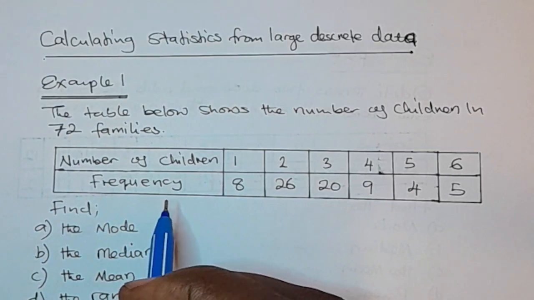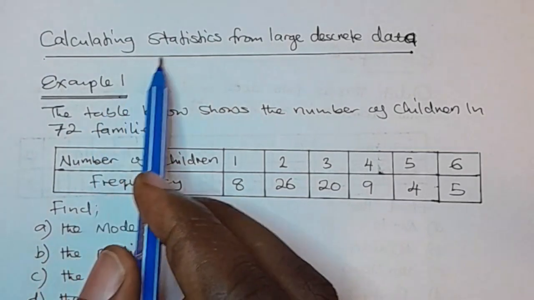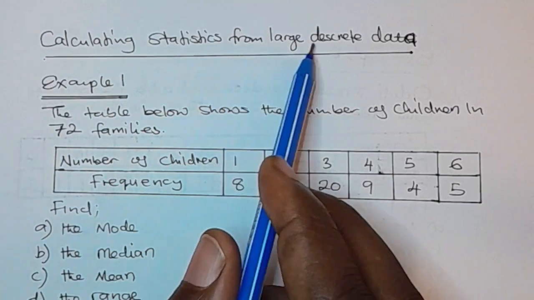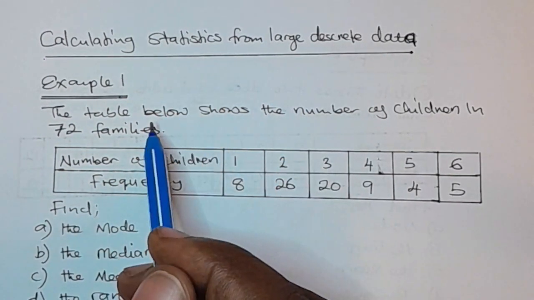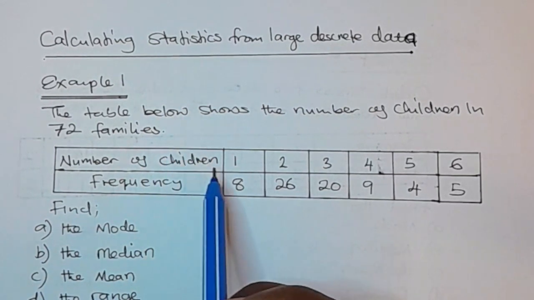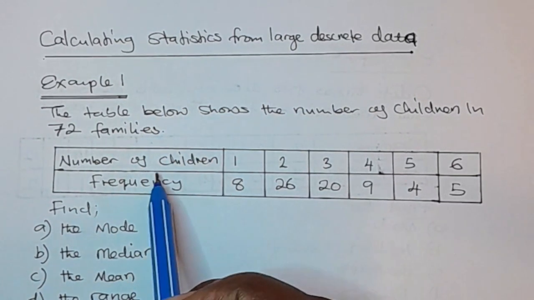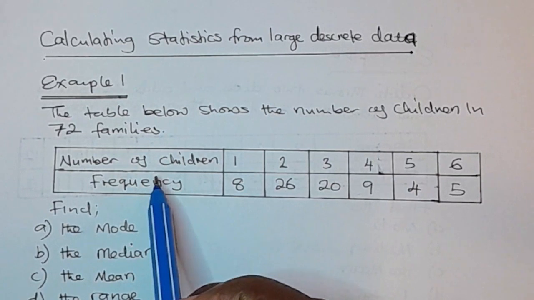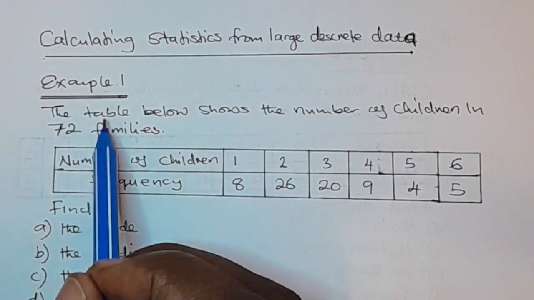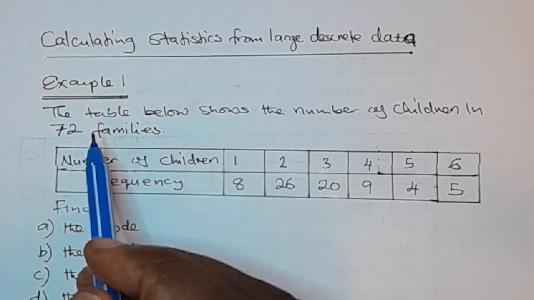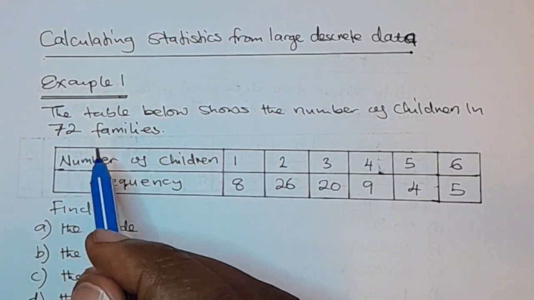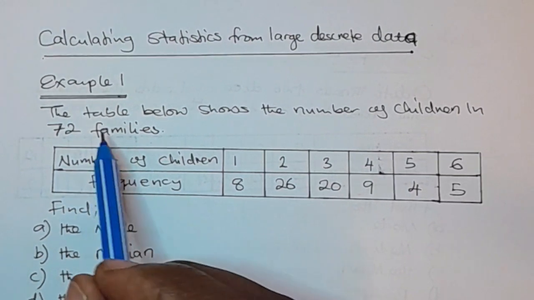Hello, in this video, we are going to look at how to calculate statistics from large discrete data. Usually large discrete data is organized in frequency tables like this one here. So here is an example, example 1. Make sure that you watch this video until the end as we look at example 2.